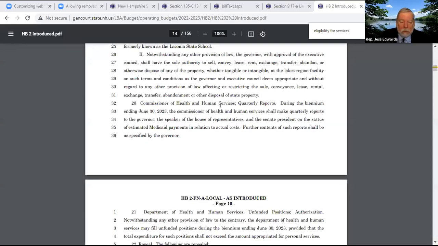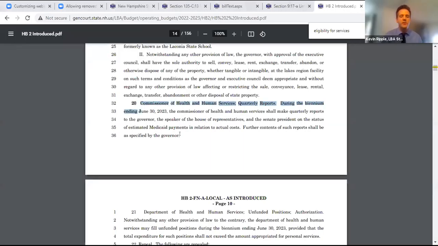Yes. Okay. So the first section that pertains to Division 3 is Section 20, which begins at the bottom of page 9. And this is one of several boilerplate sections that have appeared in trailer bills for the last 6 to 10 years. This is a requirement that the Commissioner of HHS make quarterly reports on the status of estimated Medicaid payments in relation to actual costs. This language continues unchanged from the previous biennium.